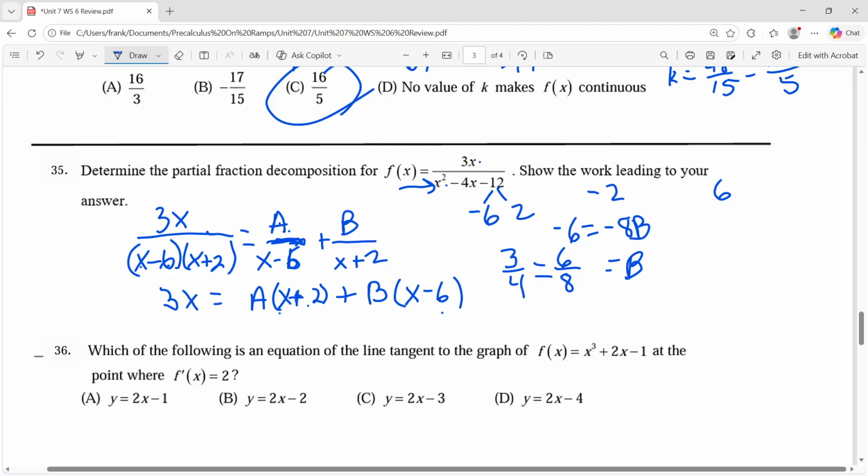And then A, this will get me A when x is 6. 6 minus 6 is 0. The B is going to go away. 3 times 6 is 18 equals A times 6 plus 2 is 8, so 8A. A equals 18 over 8, I'm going to divide by 2, 9 over 4. So I've got my A, I got my B. So the partial fraction decomposition is A over x minus 6. A is 9 over 4.